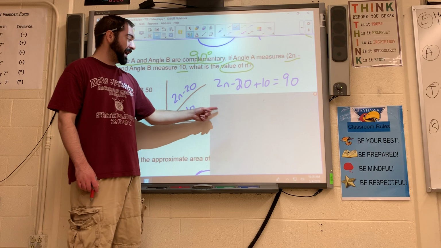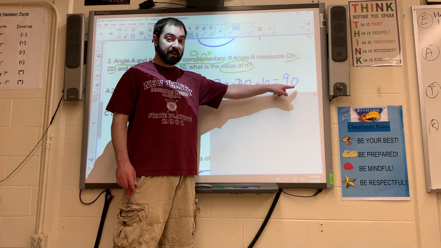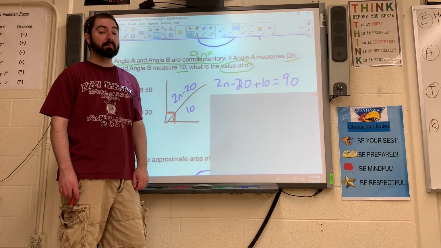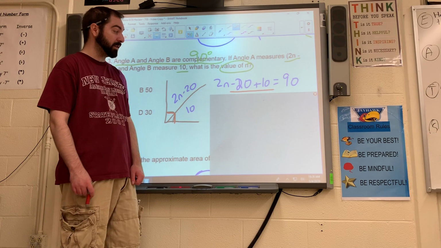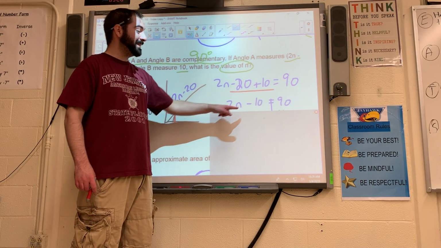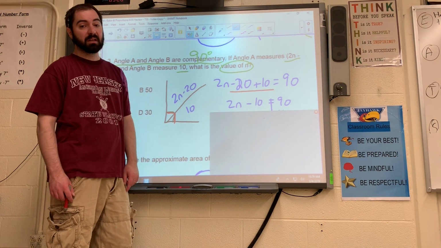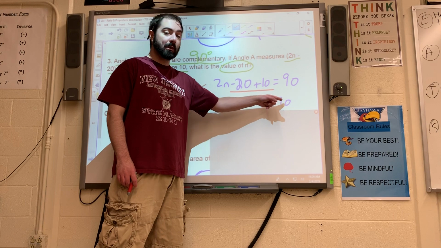From there, I know together they make a 90-degree angle. So I could say that angle A, 2n minus 20, plus 10 equals 90. Probably the most common mistake in this problem is that we're not combining like terms carefully with a calculator. This is negative 20 plus 10, which makes negative 10. So the real two-step equation you should be solving is 2 times n minus 10 equals 90.